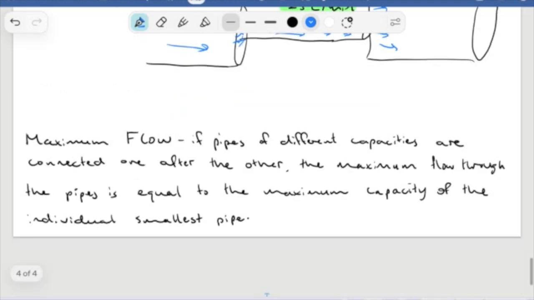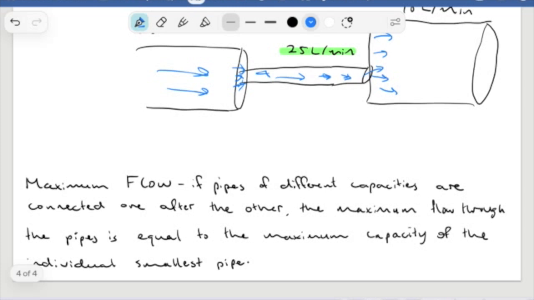Now, this is summarized in this key idea down the bottom, which talks more about this last example. If pipes of different capacities, what we mean by that is different sizes, how much water they can hold, are connected one after the other, so this is a system, it's like a network, they're all connected together, the maximum flow through the pipes is equal to the maximum capacity of the individual smallest pipe. This is our most important bit here. It's limited by the maximum capacity of the individual smallest pipe.